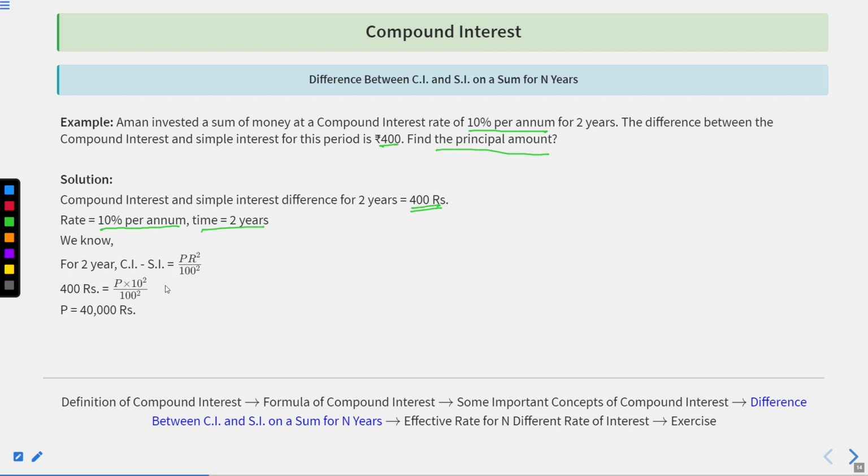So for 2 years, compound interest minus simple interest is equal to PR square upon 100 square. This formula is already seen in the previous slide. So when you substitute the values, you will have 400 rupees is equal to P into 10 square upon 100 square, so P is equal to 40,000 rupees.